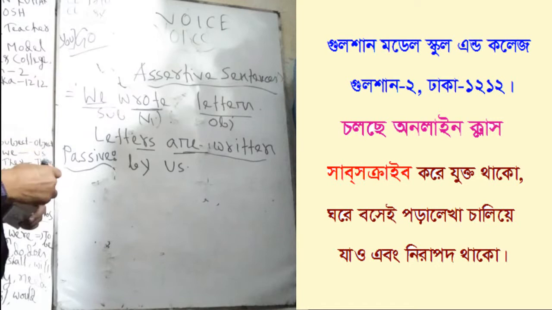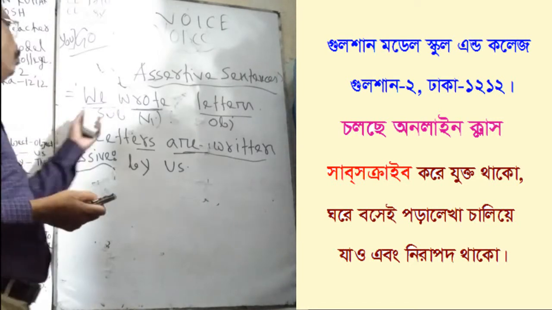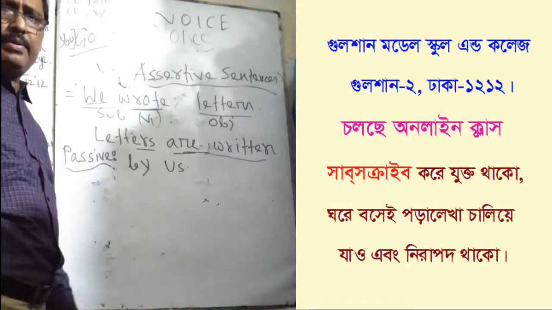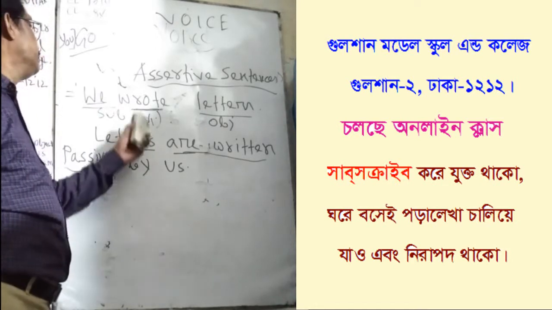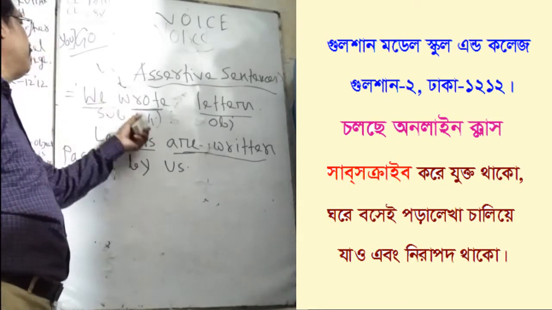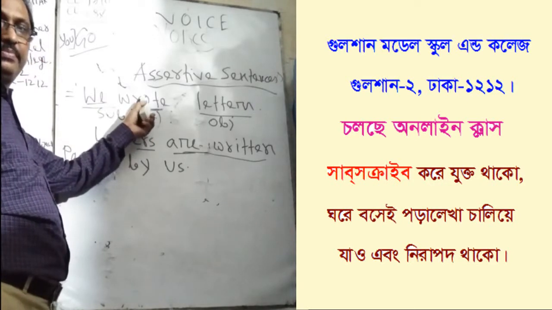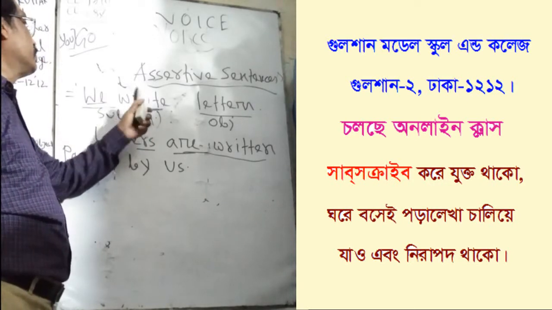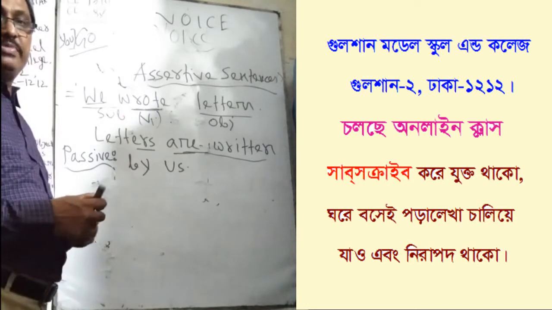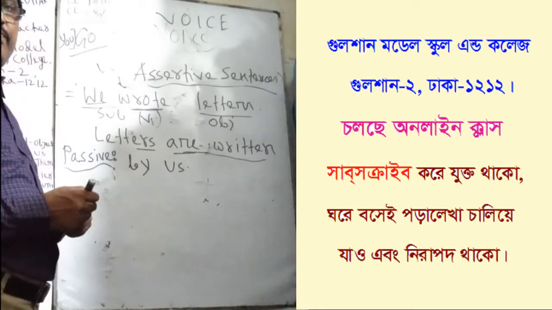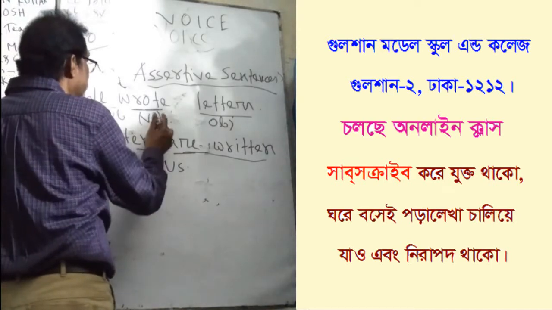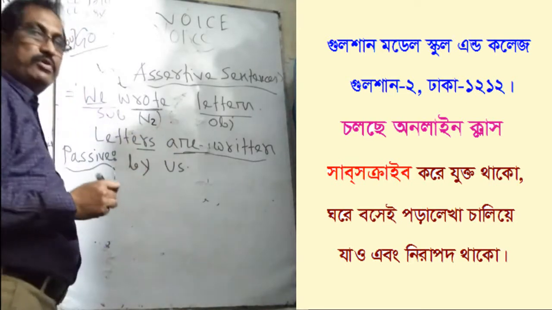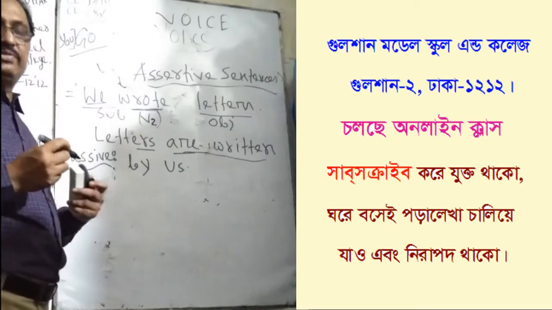Now you tell me, we wrote letters. Which one is the verb here? The subject is we, the verb is wrote. Wrote is the verb. And in which form is wrote? The form is B2, the past form. So it is past indefinite tense.